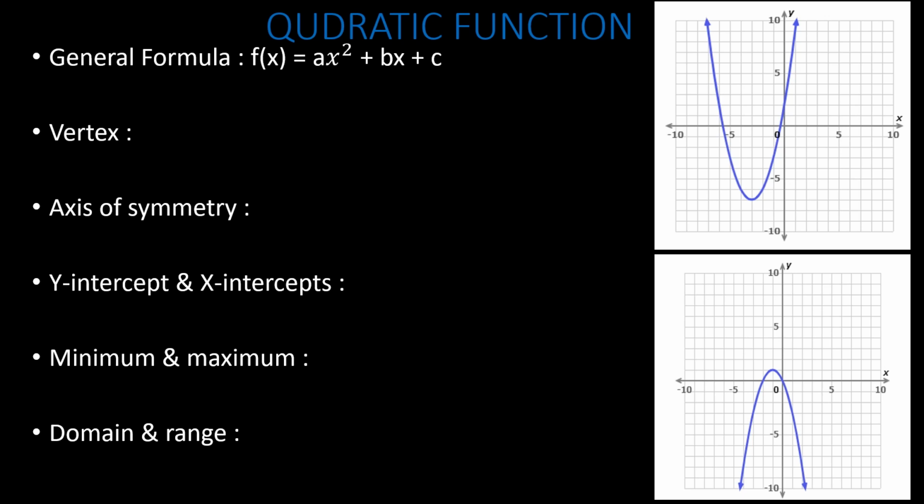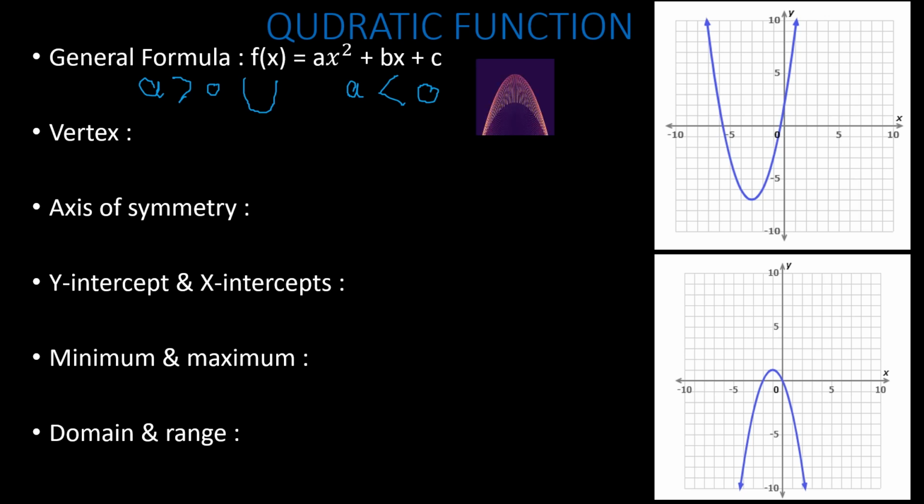Here, if a is greater than 0, then the graph of the function will be a parabola opened upward, like the first shape. When a is less than 0, it will be like the second shape, opened downward. So the shape of the quadratic function is called a parabola.